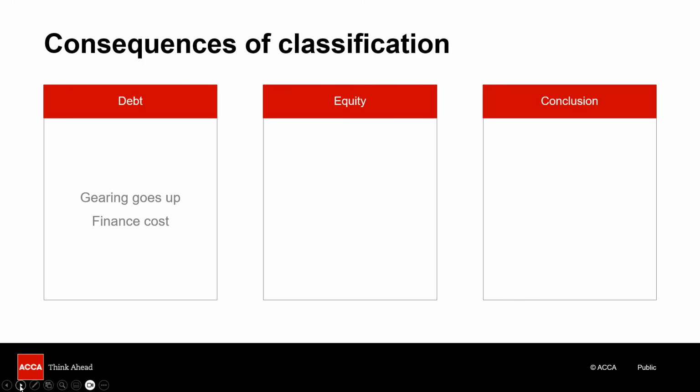On the other hand, if you classify something as equity, because you've increased the equity, the gearing, the perception of risk of the business goes down. And any money that you pay to your shareholders doesn't go through the P&L. The money that you pay to your shareholders are classified as dividends, if it's equity, and dividends are part of your reduction of retained earnings. They're not an expense in the P&L.